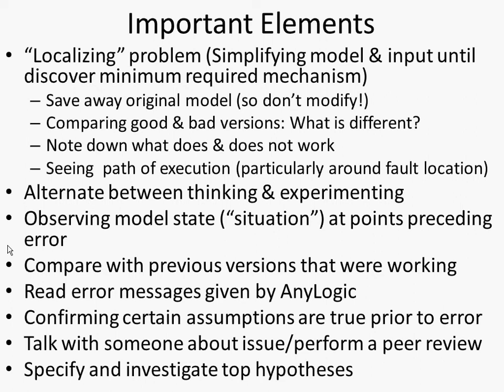Experiment. And this experimenting often involves inserting some additional things in your model to record information. For example, to print out when one event fires, when a different event fires, when a transition is taken, or when you enter a point. You want to know, just before something goes wrong, what's going on? To do that, you will often mark the model up by inserting things that say, I'm here, I got here, and you look at which of them were printed out at the time that this error occurred.